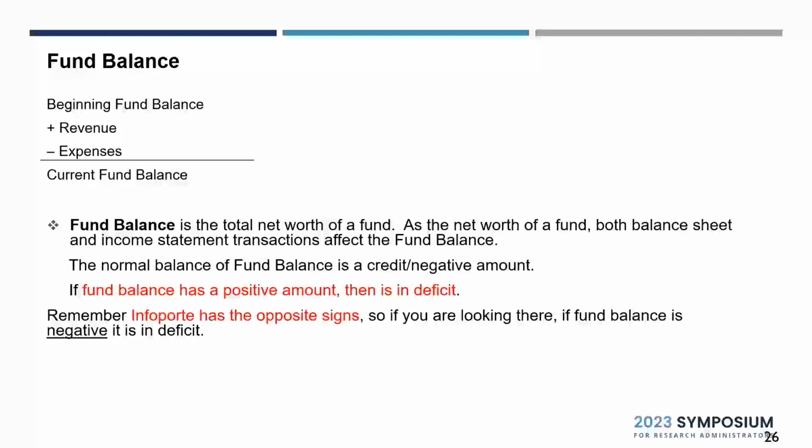As Nick mentioned earlier, one of the components of the financial statements is the fund balance. So what is fund balance again? It's the total net worth of the fund, and both the balance sheet and income statement transactions will affect the fund balance. The normal fund balance is a credit or negative amount. If fund balance has a positive amount, then it is in deficit. But remember, Infoport has the opposite sign. So if you're looking there, if fund balance is negative, it is a deficit.